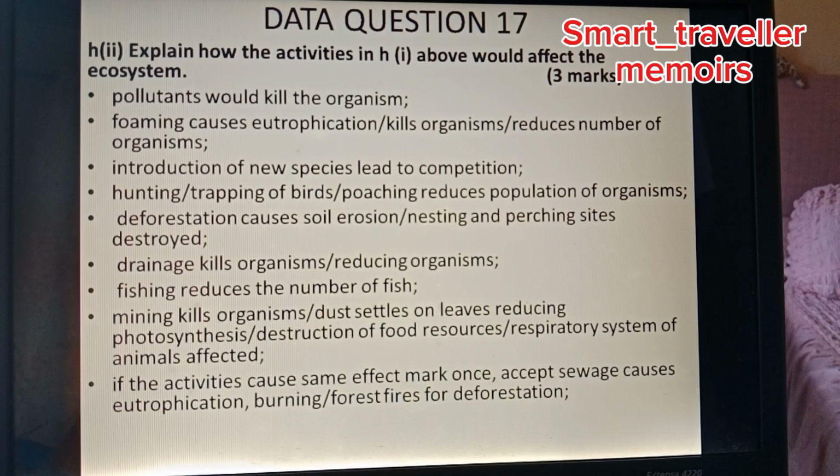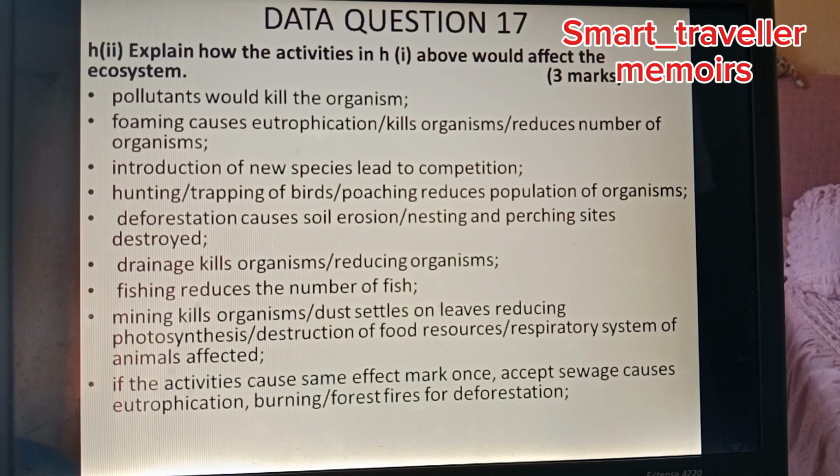Explain how the activities above would affect the ecosystem. Pollutants would kill the organisms. Foaming causes eutrophication or kills organisms or reduces the number of organisms. Introduction of new species leads to competition. Hunting, trapping of birds or poaching reduces the population of organisms.